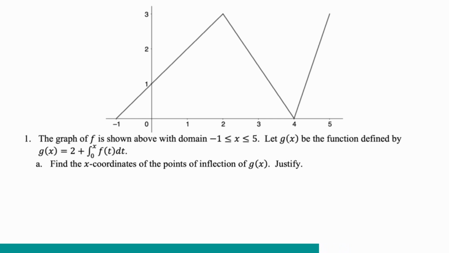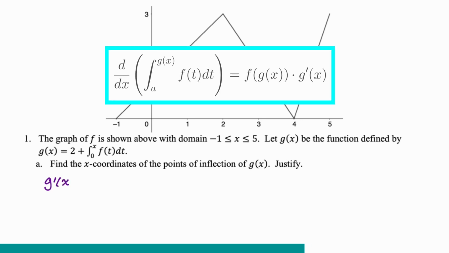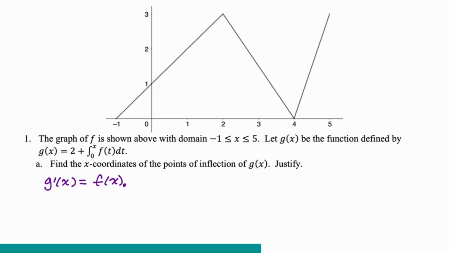So I have to find g prime. By the Second Fundamental Theorem, g prime is f of x. So take the upper bound, plug it in, times the derivative of the upper bound. Technically, it's f of x times 1, but we don't really write times 1.